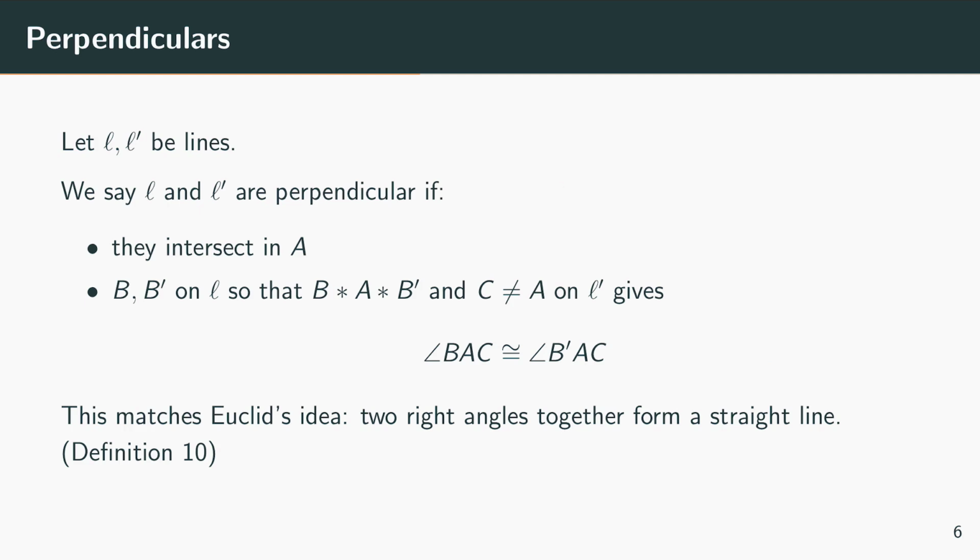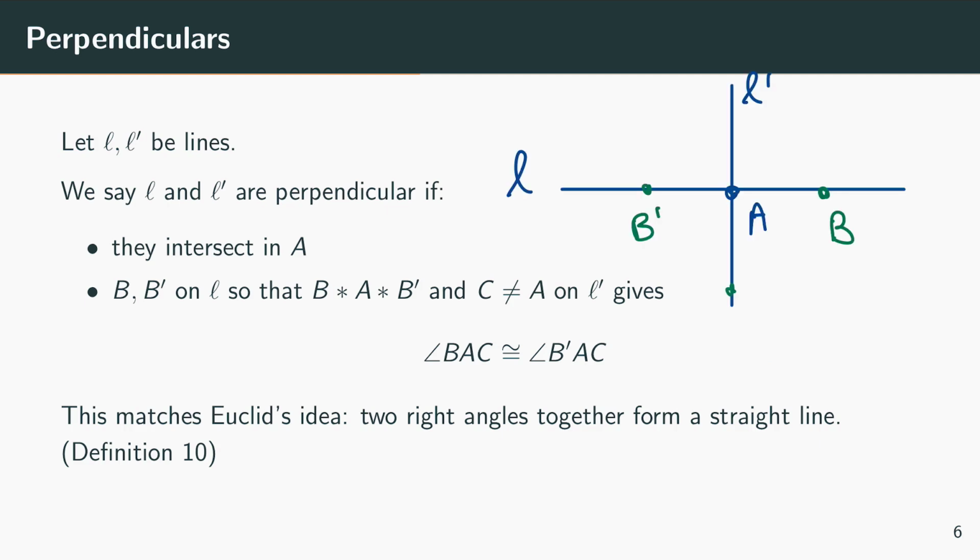So before we can talk about perpendicular bisectors, we need to talk about perpendiculars. If I have two lines, L and L prime, I'm going to say that they're perpendicular if they intersect in some point that I'm going to call A. And if I take points on the first line, let's draw a picture here so this is clearer.